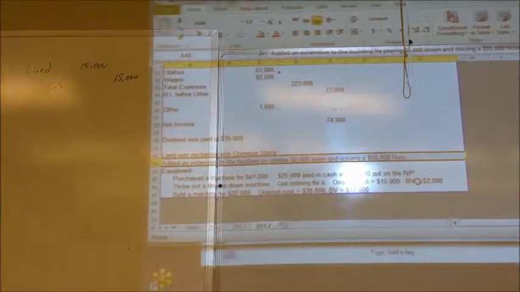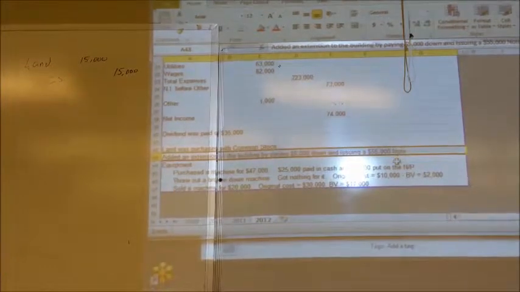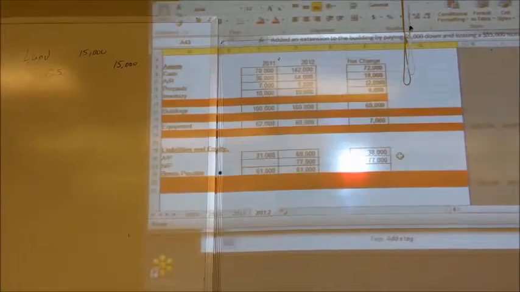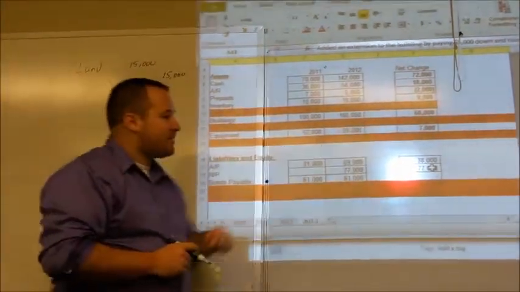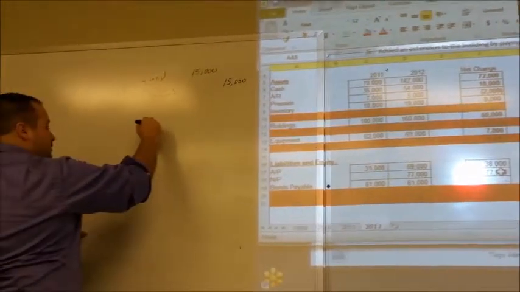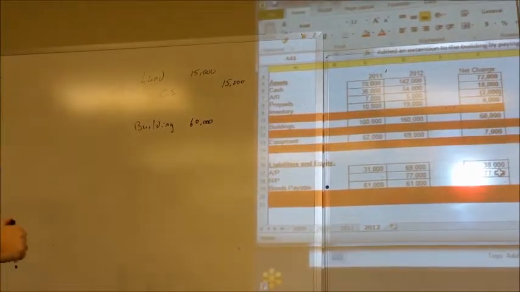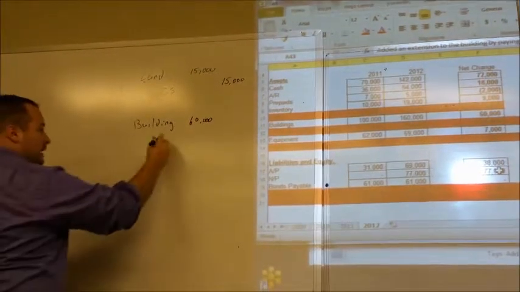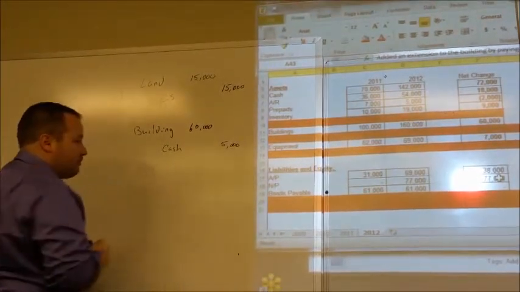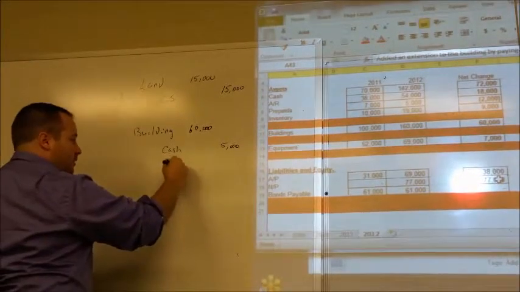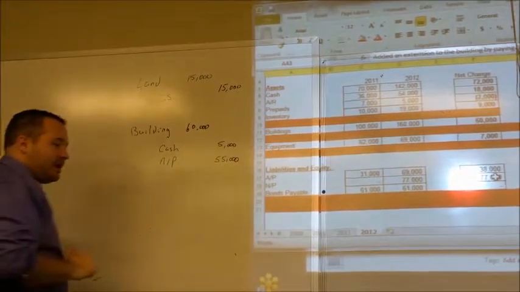Added an extension to the building. Paid some of it in cash, the rest of it we put on a note. Okay, let's go back up to our building. Building went up $60,000. How did I get the building? I didn't pay all of it with cash. I only paid a very small amount with cash. The rest of it went to a note payable, as my explanation told me.